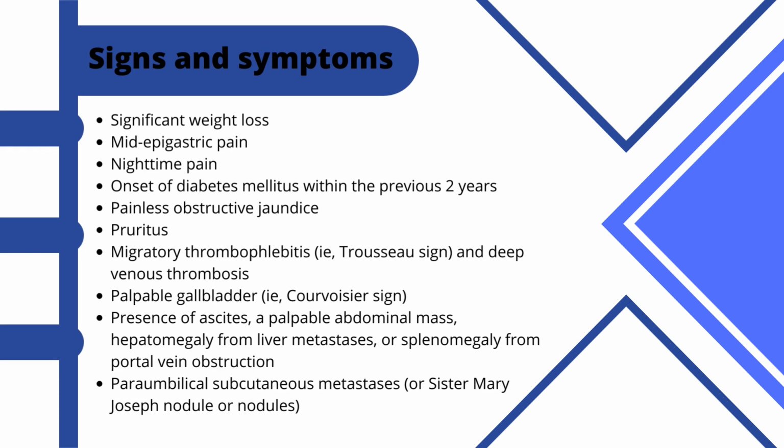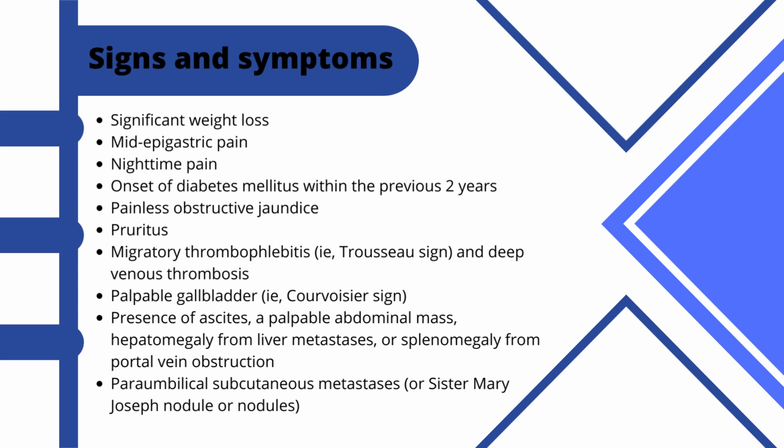Then signs and symptoms. The initial manifestations of pancreatic cancer are often non-specific and consequently they are often misinterpreted. However, patients with pancreatic cancer may present with the following signs and symptoms. So that is significant weight loss, then mid-epigastric pain. This is a common symptom of pancreatic cancer, and sometimes it may present with radiation of the pain to the mid-back or lower back region. Then nighttime pain, so it's often a predominant complaint that the pain is increased at night. Then onset of diabetes mellitus within the previous 2 years.